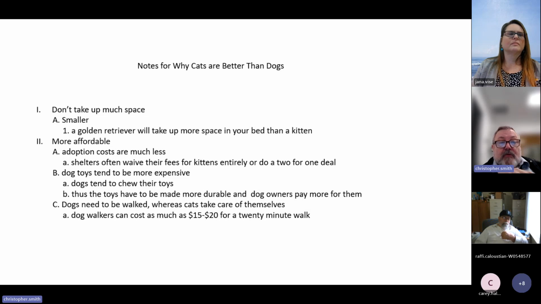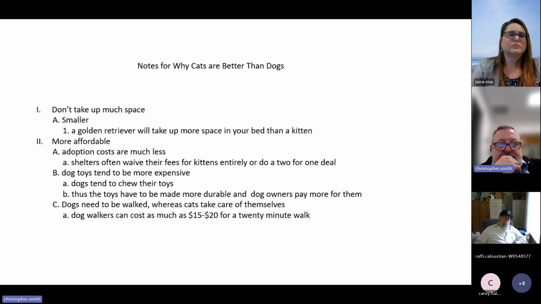And then I did Roman numeral 2 for the general idea of more affordable. And then my subheadings, letter A, adoption costs are much less. That actually should be a 1. I'm sorry, I didn't get a chance to fix that. 1, shelters often waive their fees for kittens entirely or do a 2-for-1 deal.